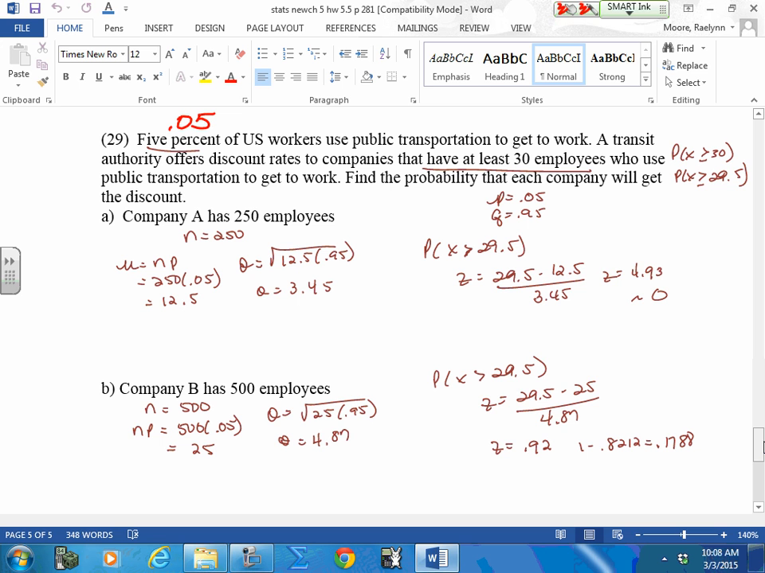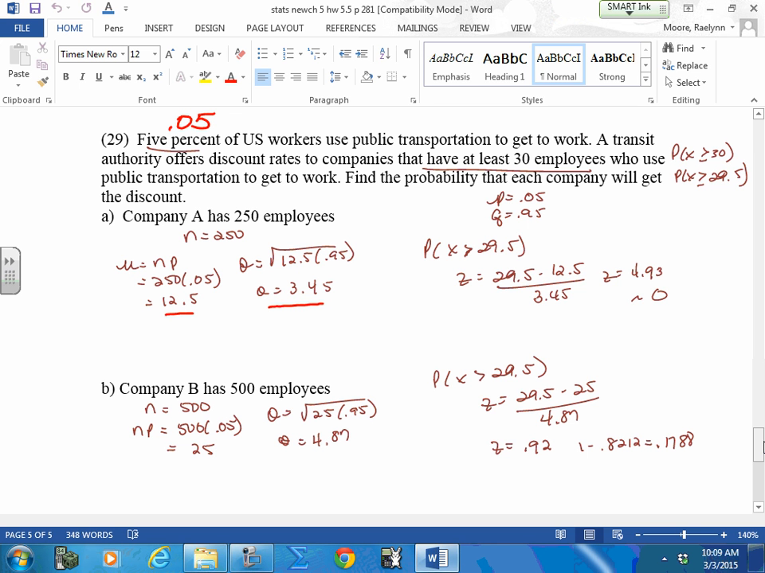Are you with me? Okay, so it shows how your sample size affects this. Your probability statement stayed the same. Everything else stayed the same, but of course, your mean and your standard deviation changed because of your sample size. But it's a better probability for me to have a lot of employees and have at least 30 of them say yes, that they use public transportation. It would only make sense.